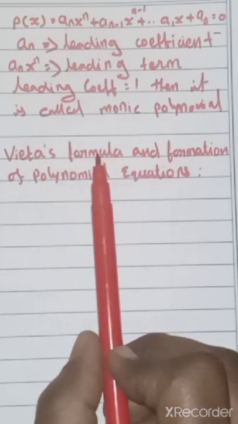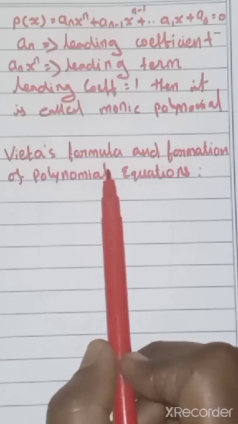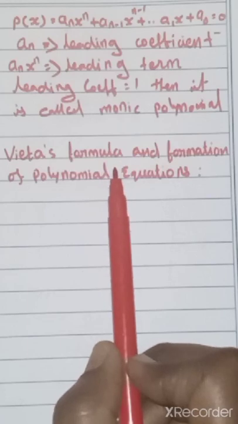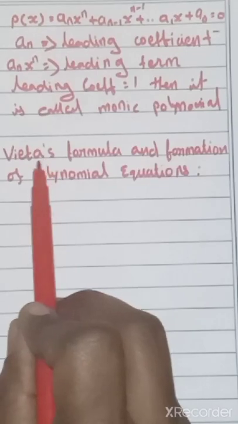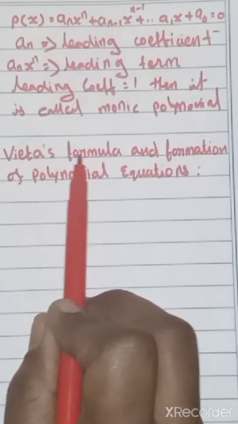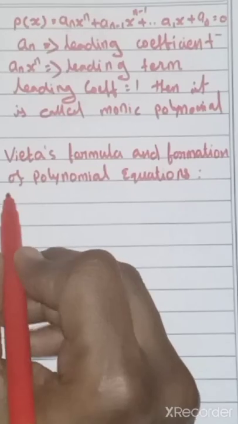We use it to find out the roots. So first we can find the roots, then we can form a new polynomial equation. So to find the new roots and form a new polynomial equation again, we can use this Vieta's formula. Vieta's formula applies to quadratic and polynomial equations. Okay, so first we can see the quadratic equation.